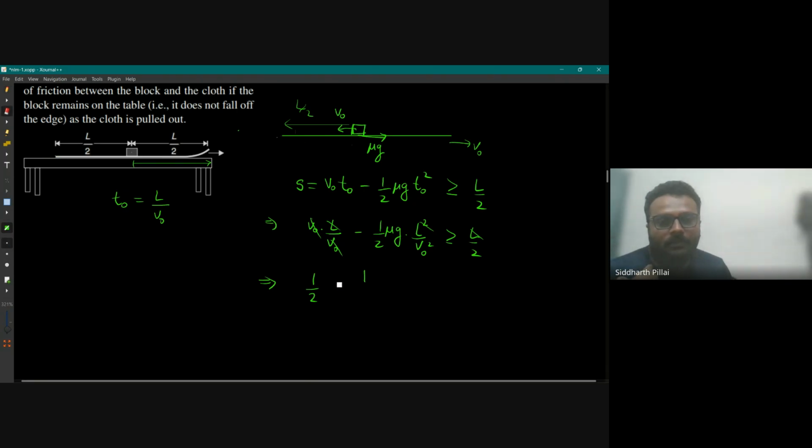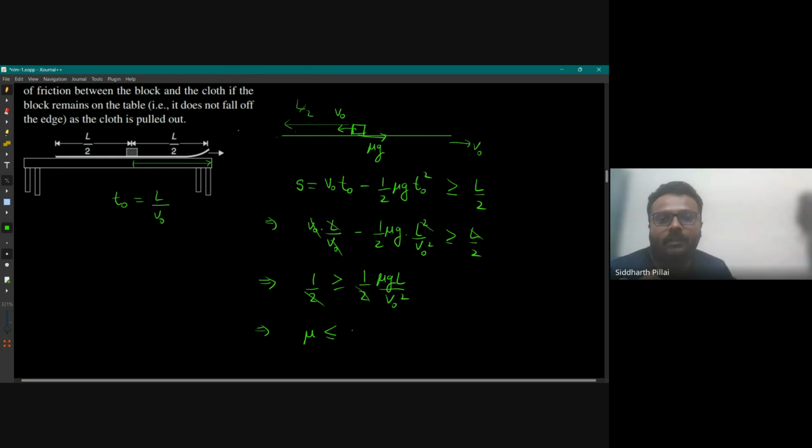So 1 by 2 greater than or equal to 1 by 2 mu G L by V naught square. 1 by 2 also you can cancel. Sorry, this is mu. So you will get, there's a G here, right? Mu should be less than or equal to V naught square by GL. Correct.